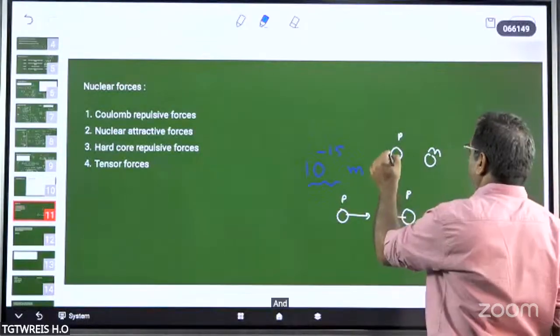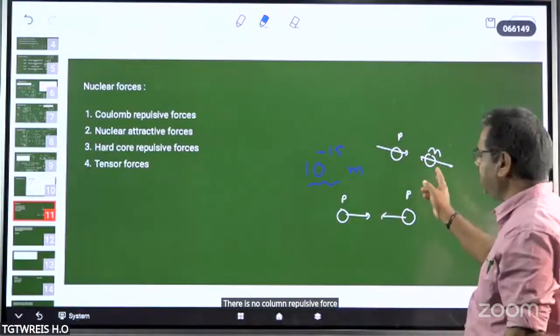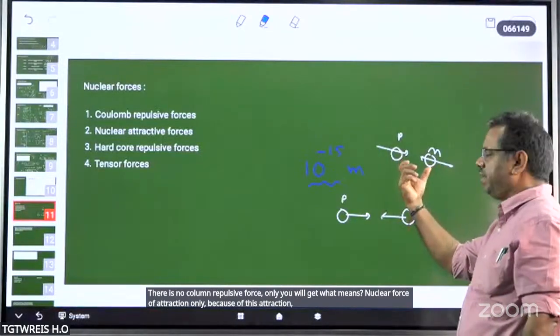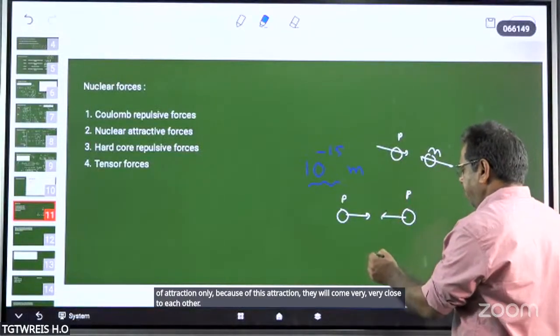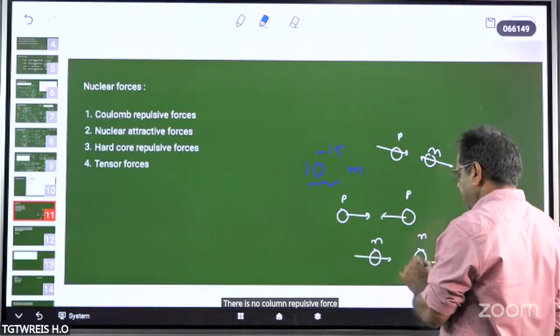If you take a proton and a neutron, there is no Coulomb repulsive force. Only the nuclear force of attraction is present. Because of this attraction, they will come very close to each other. And even if you take two neutrons, there is no Coulomb repulsive force, and they will come very close to each other.